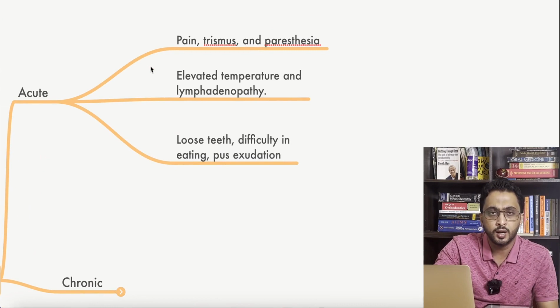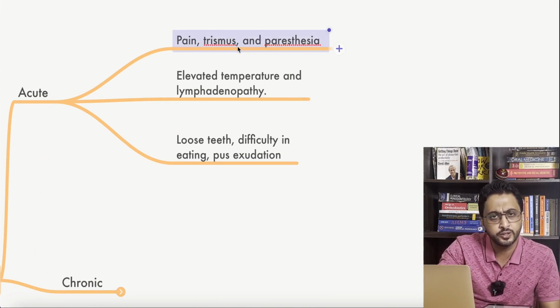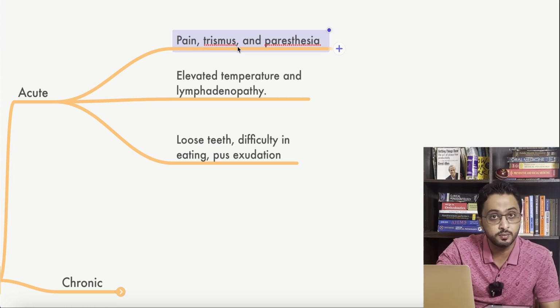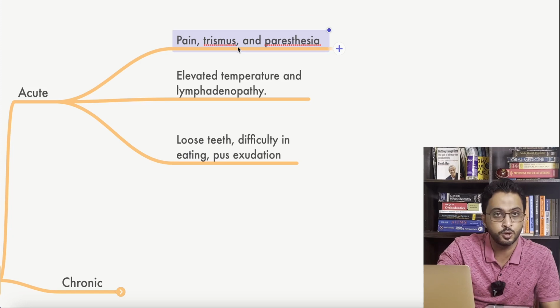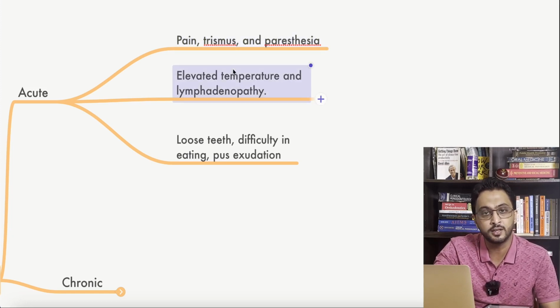How do they differ? So acute, you know, it's pus formation. So there will be pain, there will be trismus when the pus goes into your muscular regions. There's going to be paresthesia if the pus goes to your nerve region. It's an infection, so elevated temperature and lymphadenopathy will be there. All infection signs.